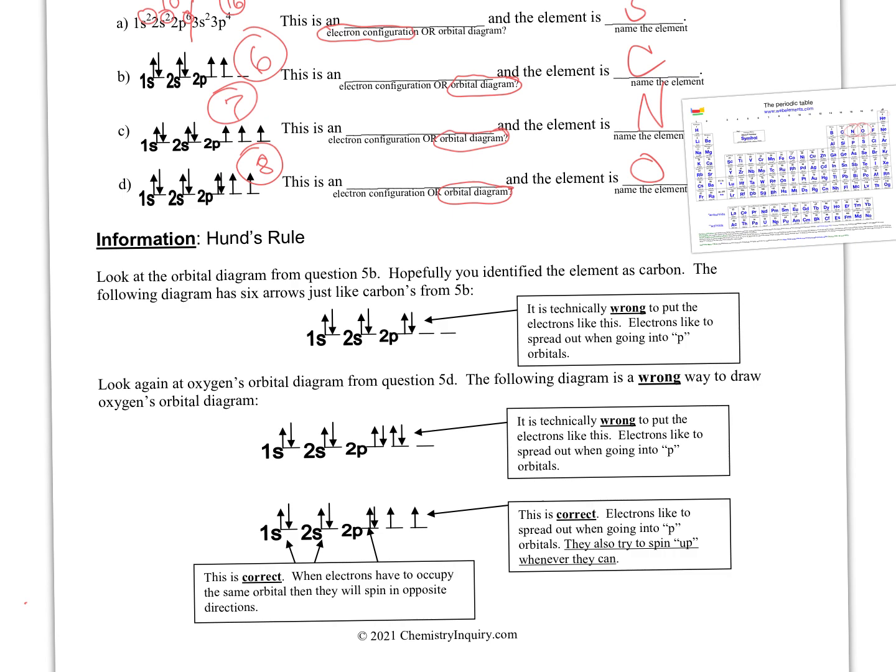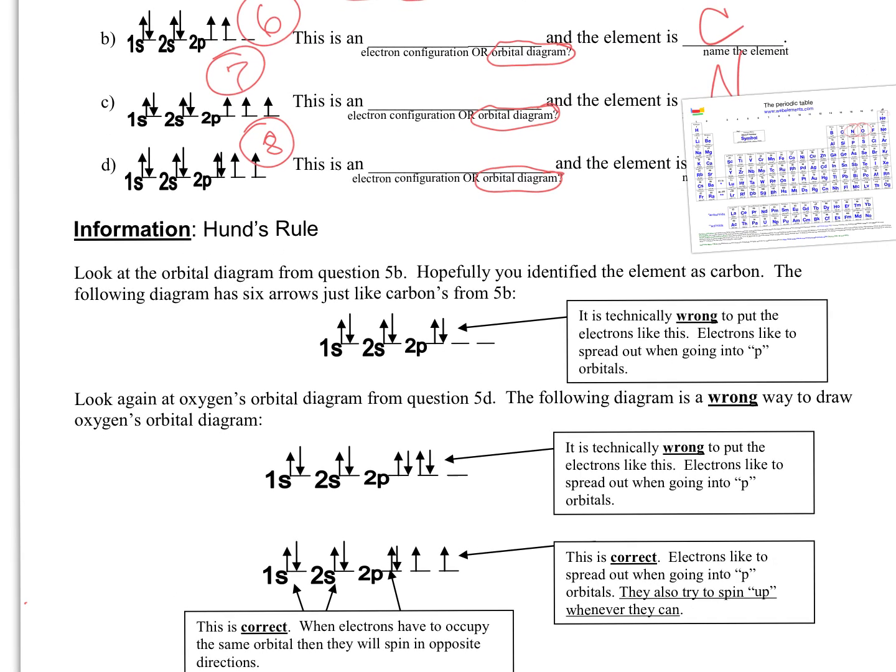All right, let's talk about another rule. This rule is called Hund's rule. So all these rules are good to know because we have to follow them when making electron configurations. So it says, look at the orbital diagram from question 5b. Hopefully you identified the element as carbon. The following diagram has 6 arrows just like carbon's from 5b. It is technically wrong to put arrows like this.